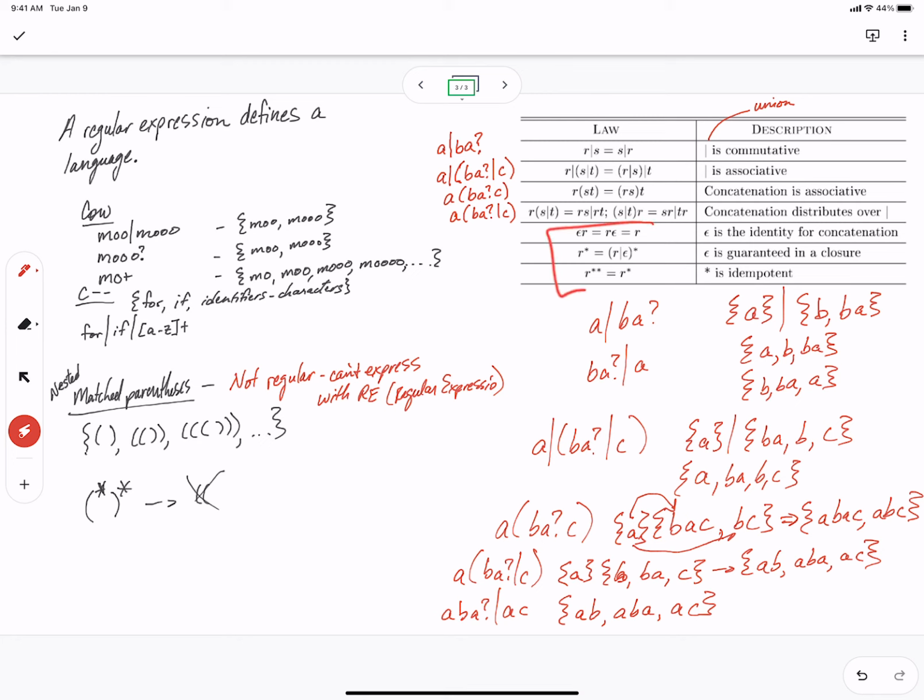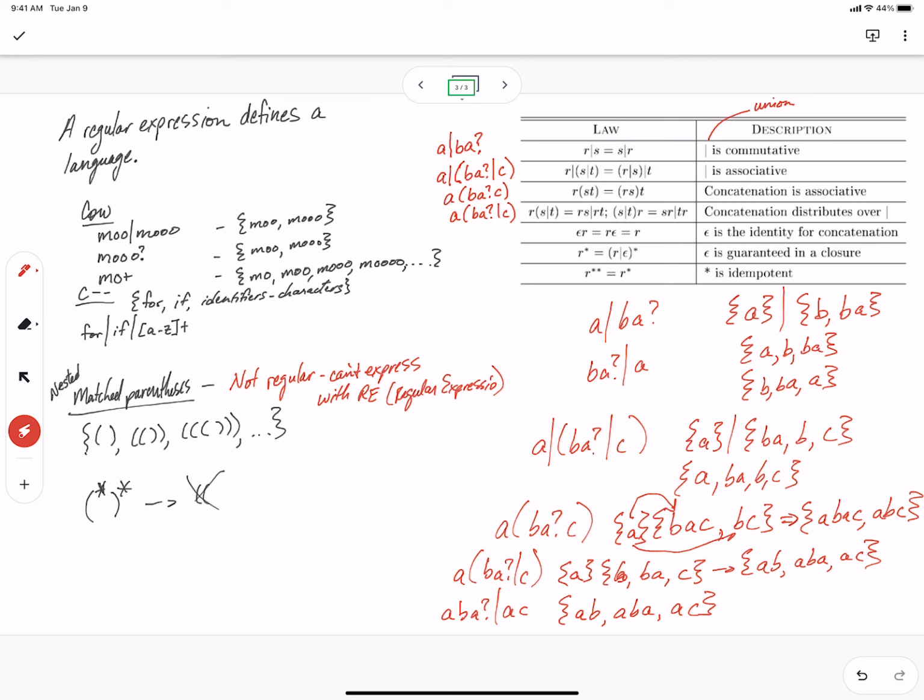Okay, these three are pretty self-explanatory. We take any regular expression, we put epsilon at the beginning or end, and we're just going to get the regular expression out because epsilon is the empty string. And similarly, if we have a regular expression with Kleene closure, which means 0 or more, then we are guaranteed to have the epsilon string in the language, because if we have 0 r's, we're going to have one that is empty.